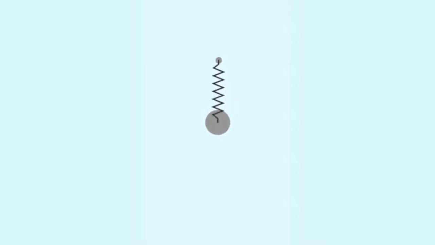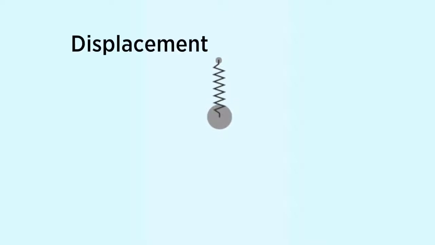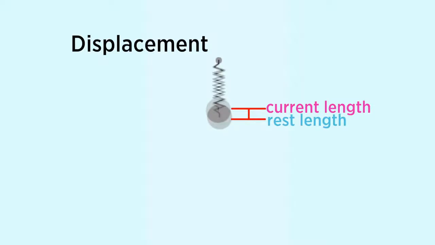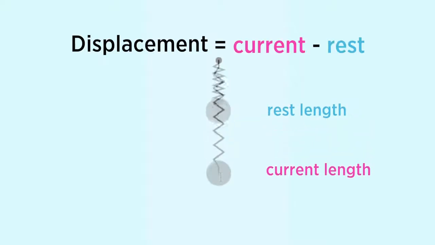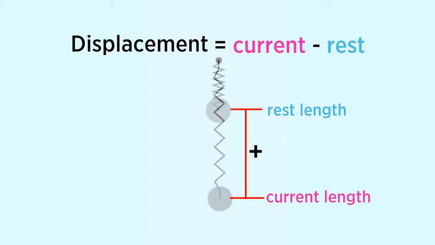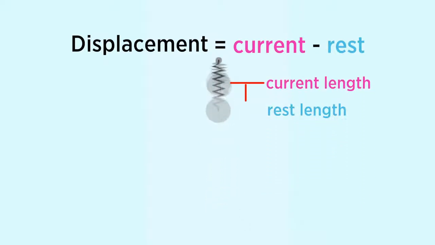We call this change in length displacement. Displacement is defined as the current length minus the rest length of the spring. When we stretch a spring, the displacement is positive and the resulting spring force is negative. This is known as the pull force. When we compress a spring, the displacement is negative and the resulting spring force is positive. This is called the push force.